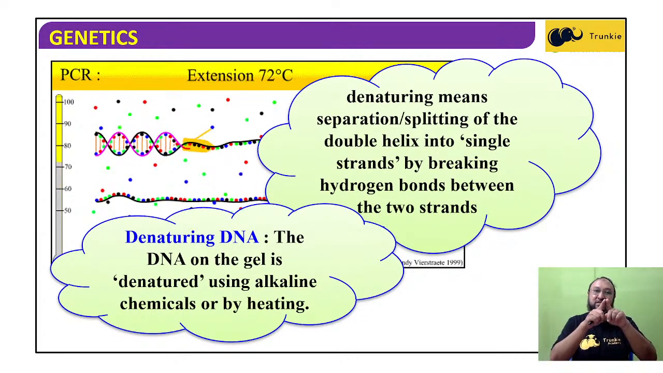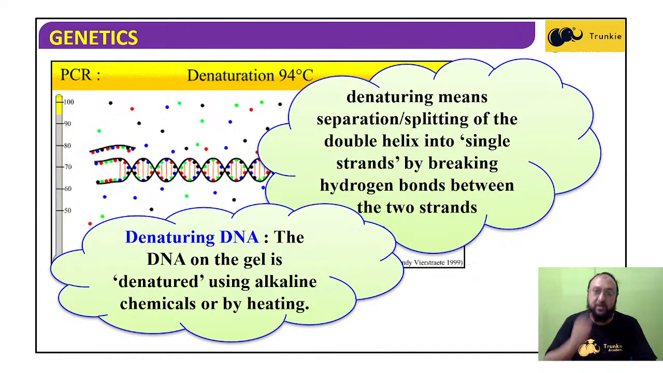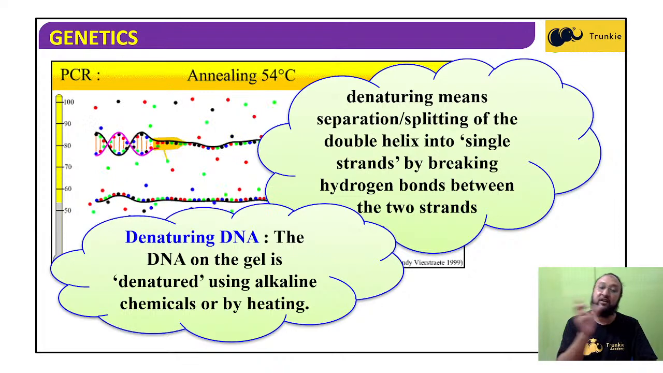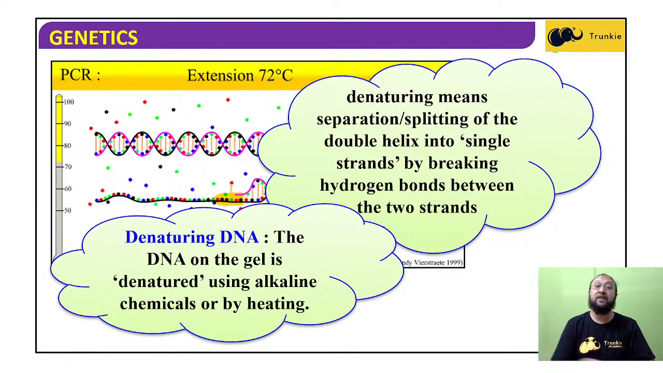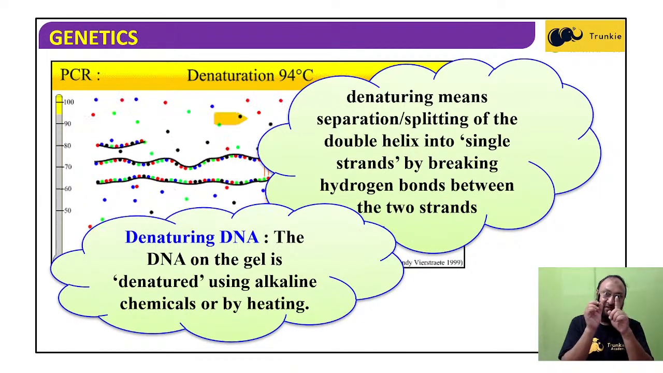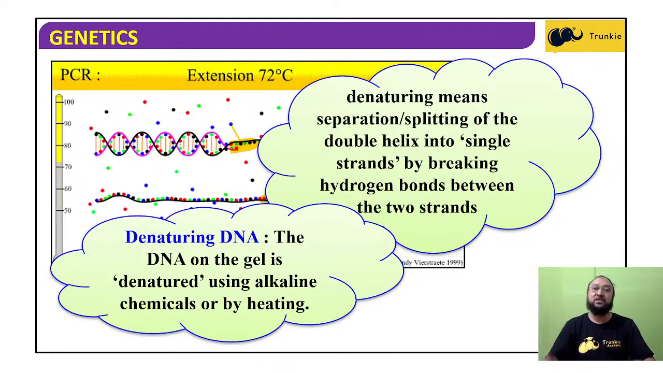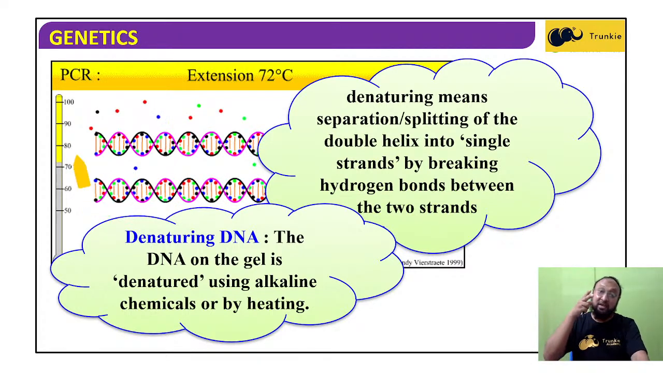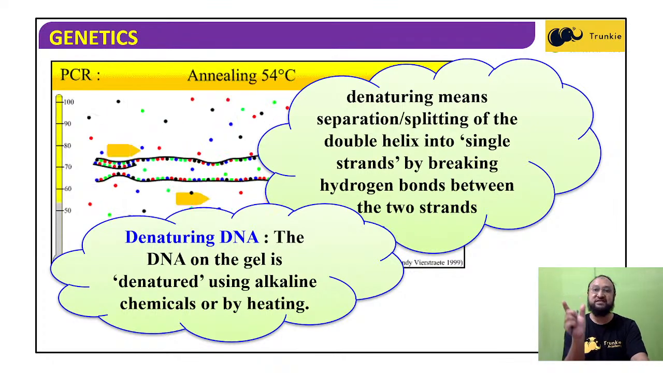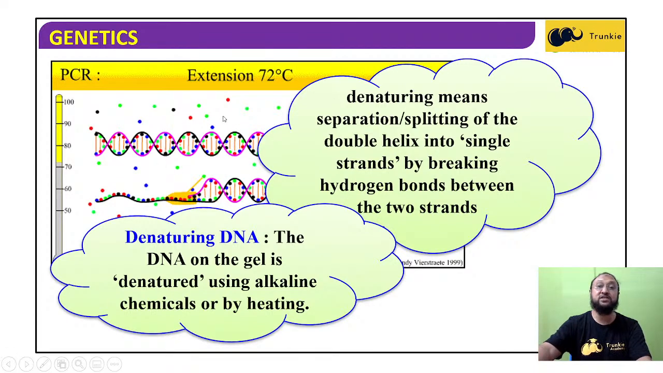To separate the single strand from the double strand, to make it single stranded, that is denaturing the DNA, or splitting or separating it into single strands by breaking the hydrogen bonds. The double helix formed of the two strands is held together by hydrogen bonds between the two strands. Breaking the hydrogen bonds and separating into single strands, that is the denaturing, or the splitting. This is done by heating and using the alkaline chemicals.